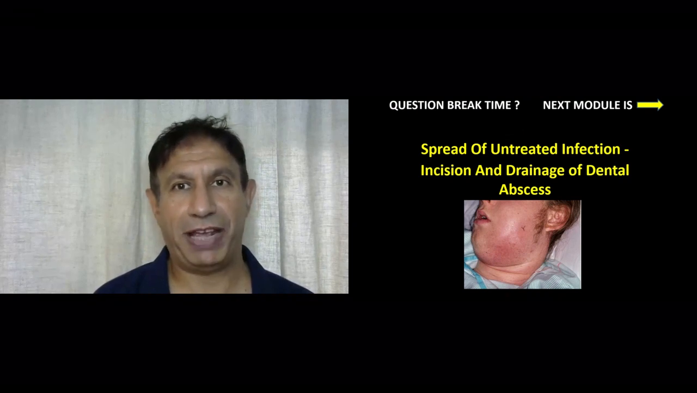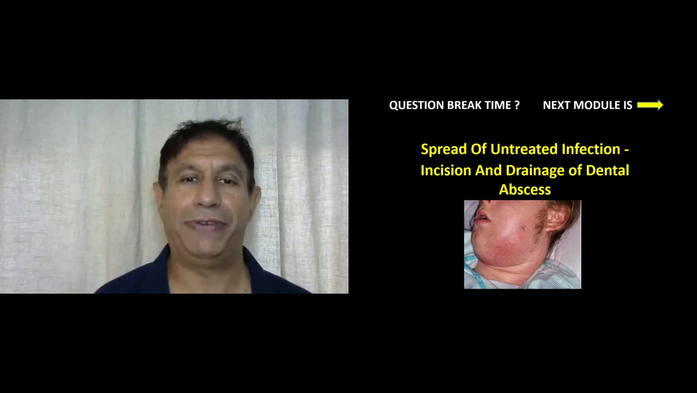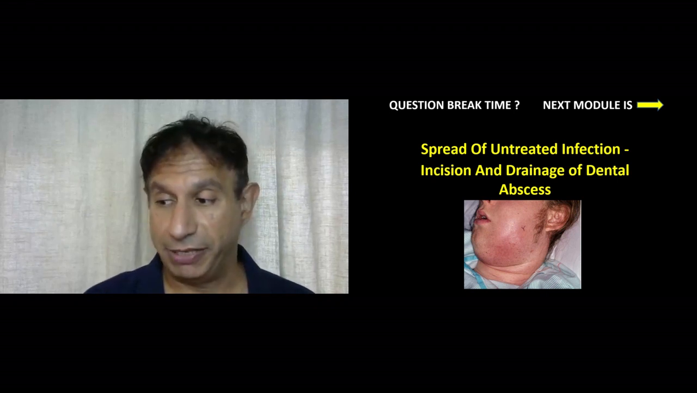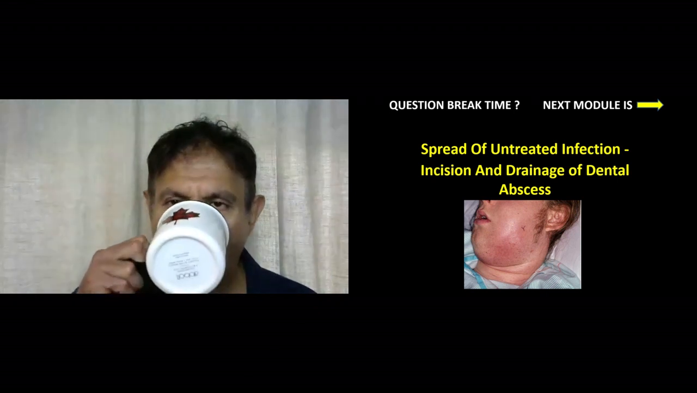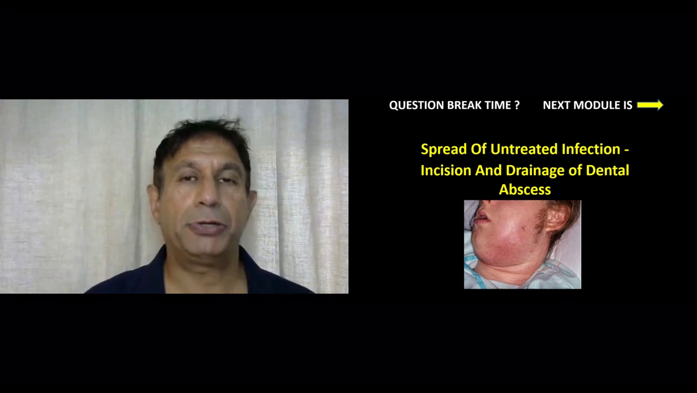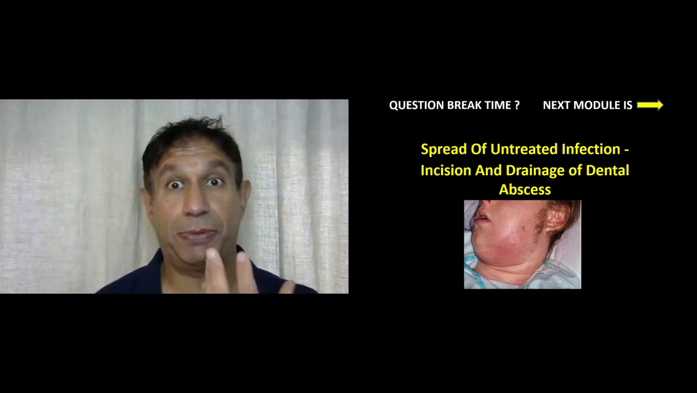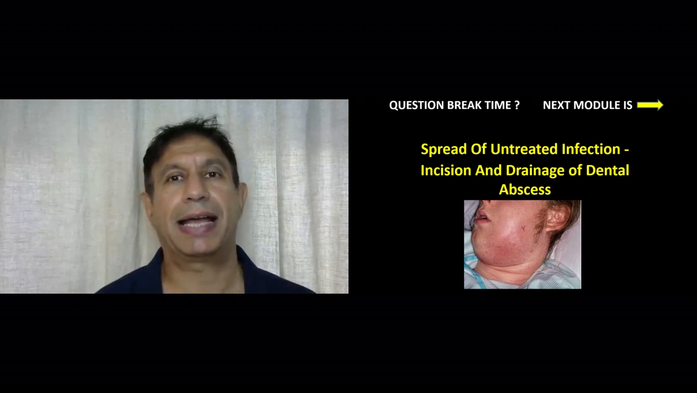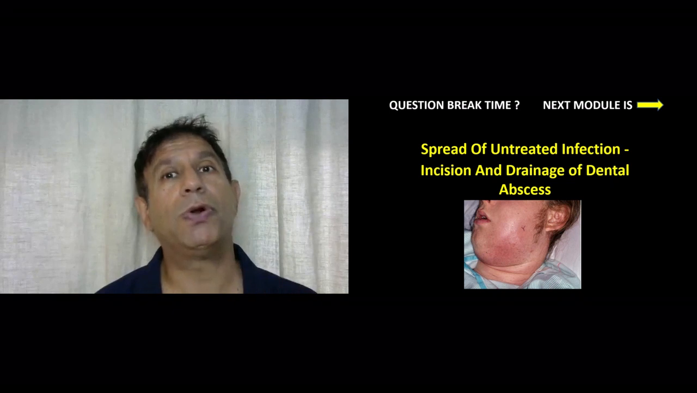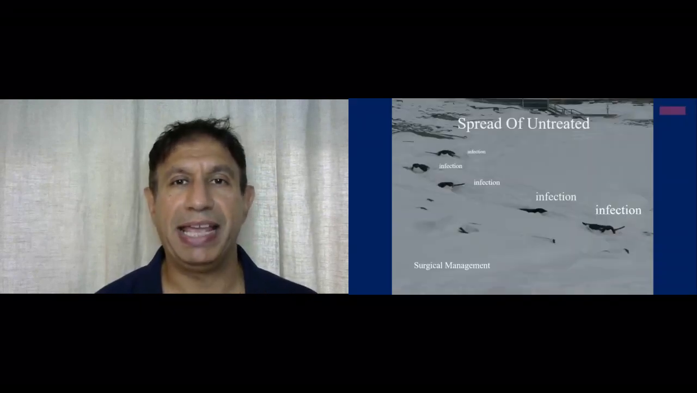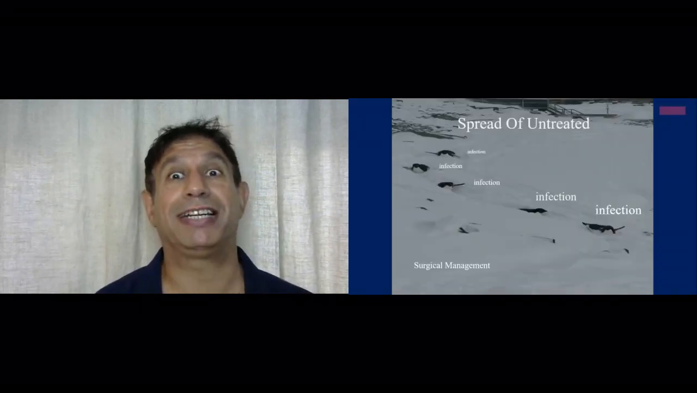Spread of untreated infection, incision and drainage of dental abscesses. Now, as I said, as a tooth gets infected, there are acids and gases from the dead pulp. These acids and gases leak out from the root and go into the bone. From the bone, they have to go somewhere, and they develop into an untreated infection.